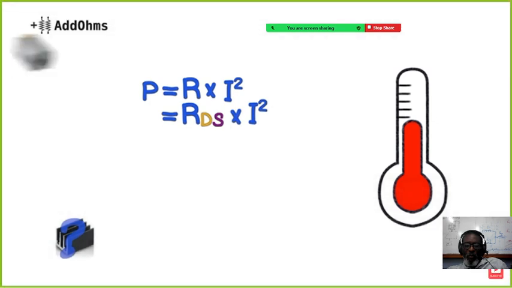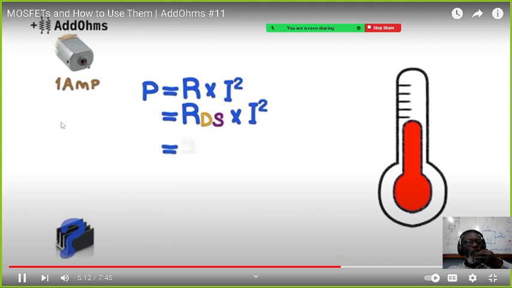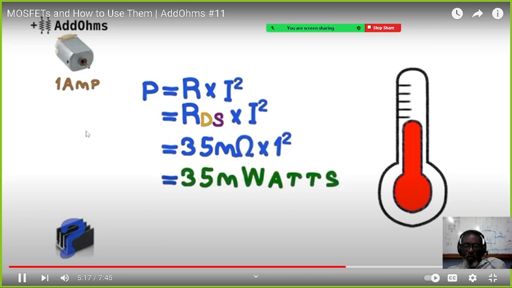Let's use an example of a motor that draws 1 amp of current. This means we multiply 35 milliohms by 1 amp squared to get 35 milliwatts. You see the 0.035 comes from the data sheet.